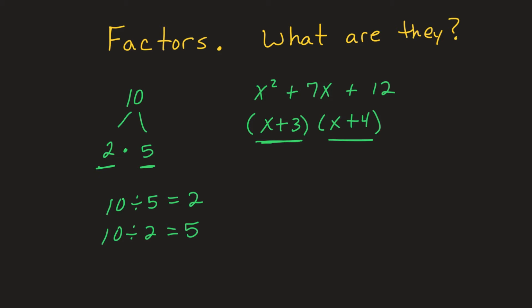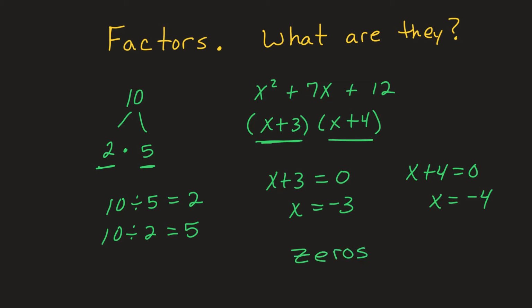But before that, let's talk about what we call these factors again. So the x plus 3, that is a factor. If I set it equal to 0 and solve for x, I get negative 3. And I could do the same with the other factor. Set it equal to 0 and solve for this x, get negative 4. So these numbers, negative 3 and negative 4, are called zeros or roots or solutions.